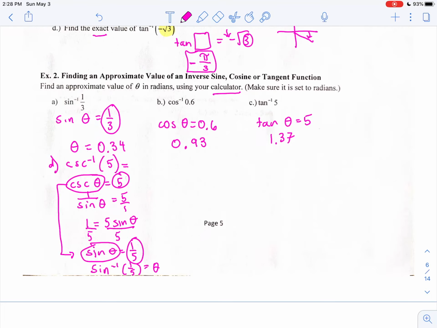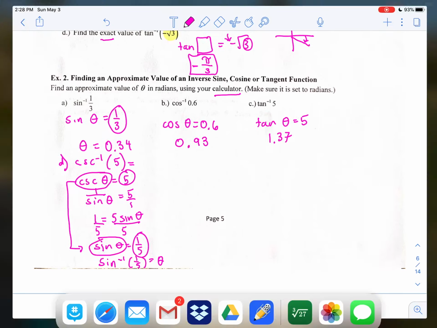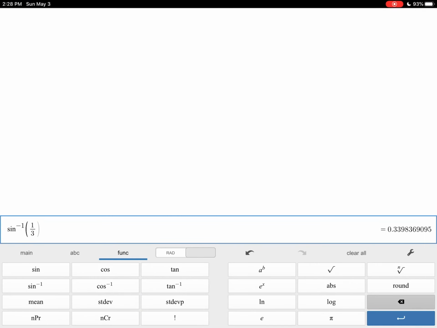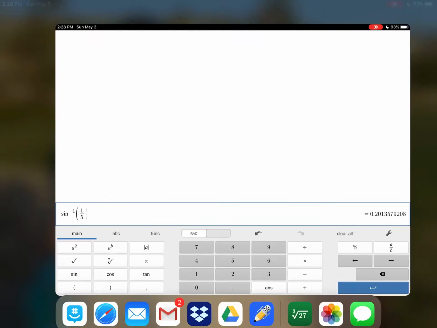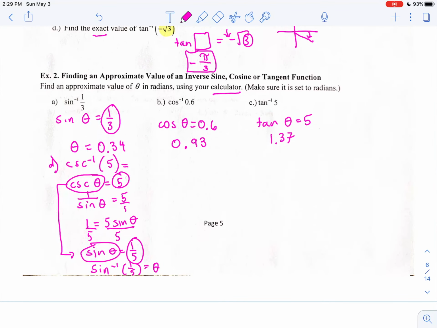So let's go ahead and go back to my calculator screen. Inverse sine of 1/5. Let me backspace that, go back to main to hit the number 5, and I get 0.20. So 0.20 is my solution. So theta equals 0.20. We would do the same thing for inverse secant and inverse cotangent.